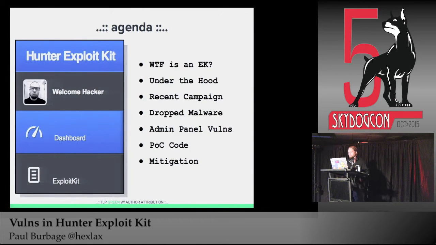Go over our agenda for this presentation. Talk about what the frack is in an exploit kit. We'll dive under the hood of Hunter exploit kit itself. There's a recent campaign that you may have heard of that was in the news recently, brought to light by Proofpoint, so I'll go over that. The drop malware from that campaign, and then starting to get into the vulnerabilities themselves of the administrative panel. Also have some proof of concept code that I can share with y'all. Mainly just wrote it for the demo, but I put it up on my GitHub, and y'all be able to play with that as well. And finally, as the end user, utilizing Windows, what they can do to mitigate some of these issues with exploit kits.